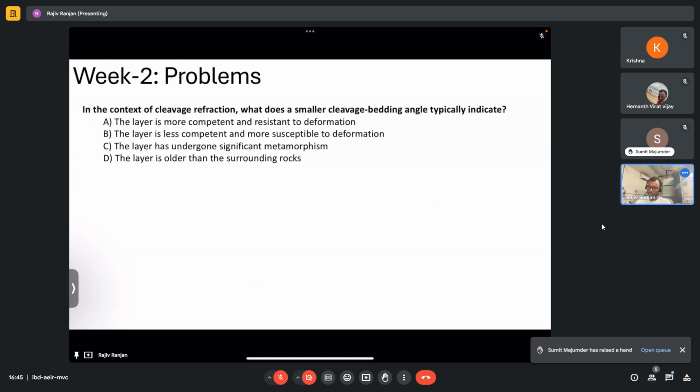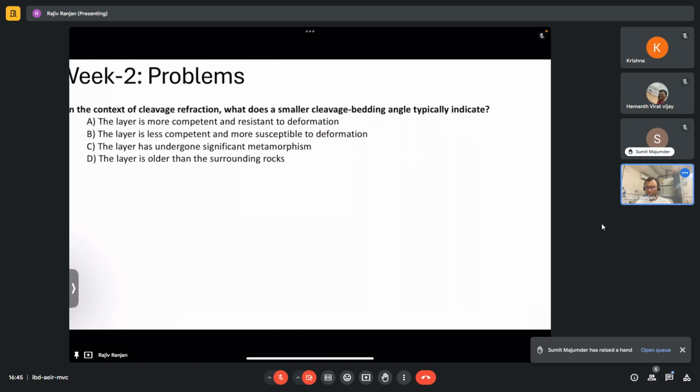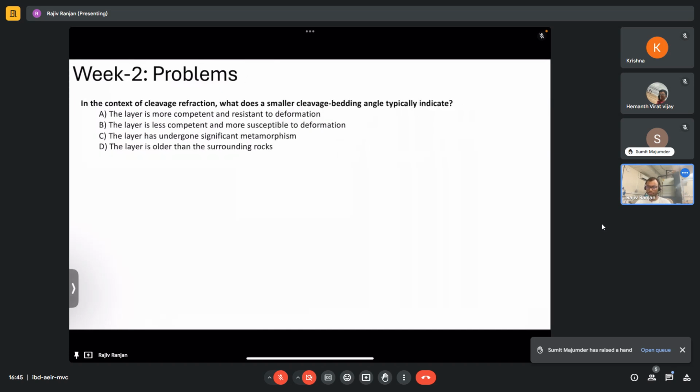I hope this is clear, right? Okay, let's deal with this last question. In the context of cleavage refraction, what does a smaller cleavage bedding angle typically indicate?